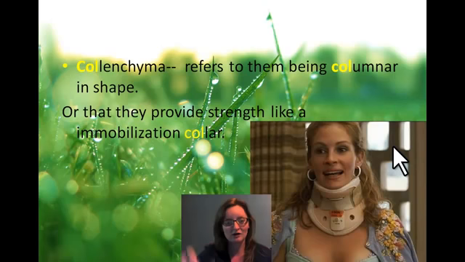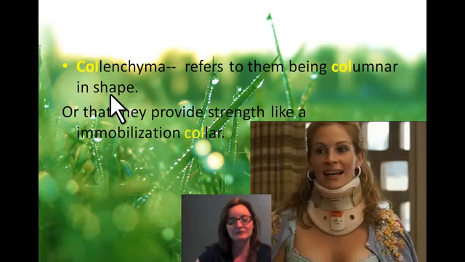Alright, the next one we have is collenchyma, and remember that refers to them being columnar in shape, made of columns, and that they provide strength. And here we have an immobilization collar that Miss Julia Roberts is wearing in Erin Brockovich. Great movie if you haven't seen it. And this is providing strength to her neck where she needs it after an injury. Okay? So that reminds me of the collenchyma.